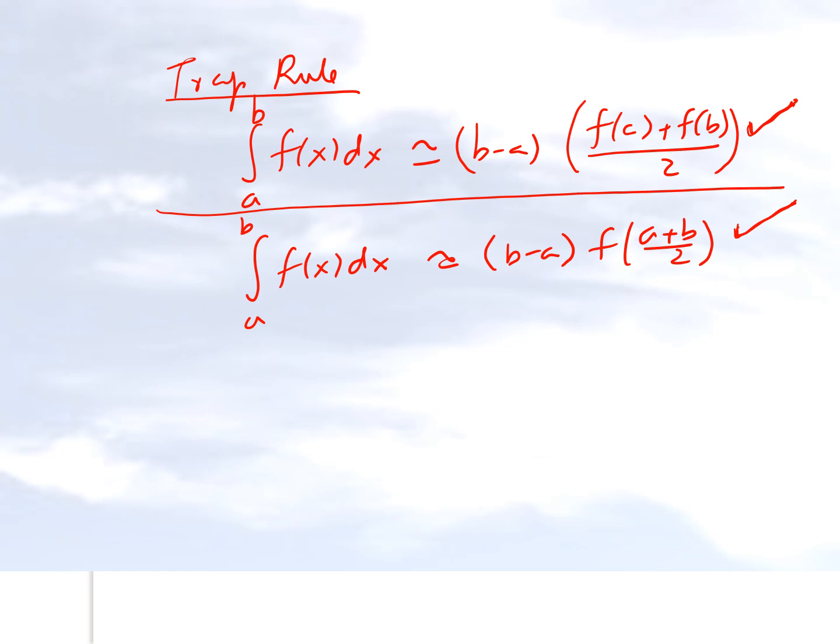However, what is the difference? The difference is that here you have to calculate the value of the function at 2 points. Here you have to calculate the function value only at 1 point. And that is where the Gauss quadrature rule becomes a favored integration rule over the trapezoidal rule. And that's the end of this segment.